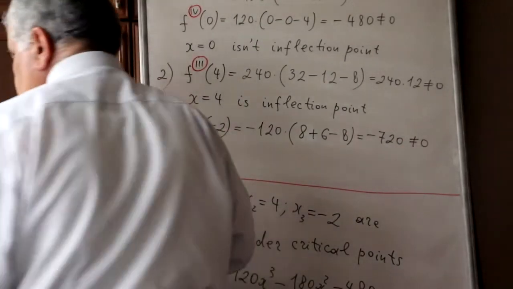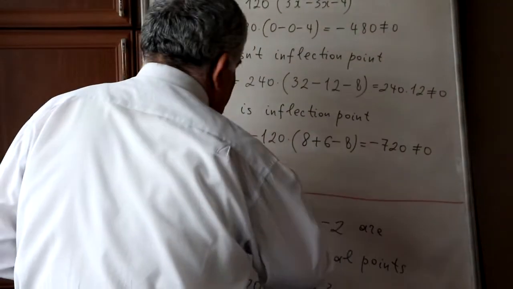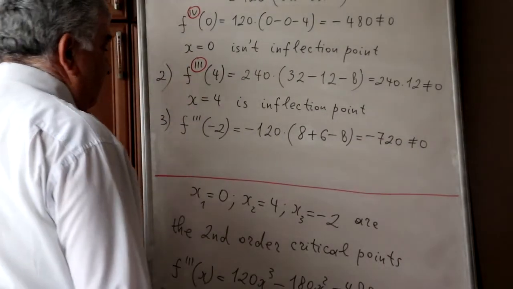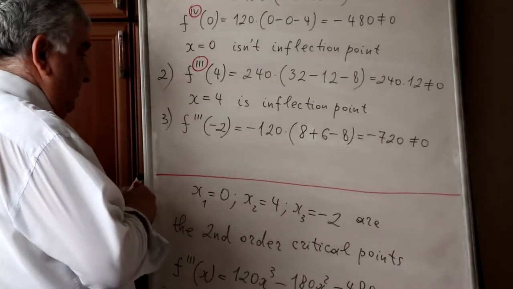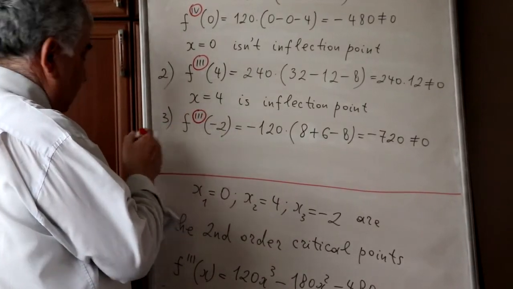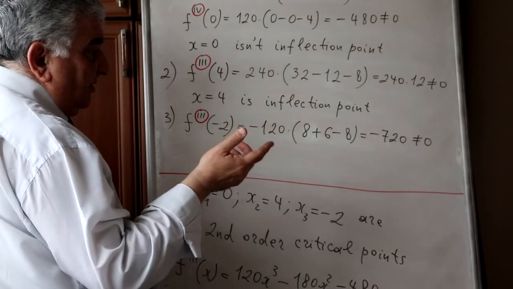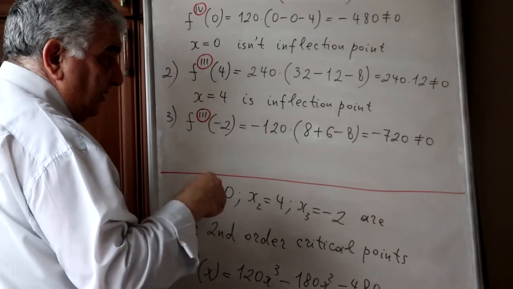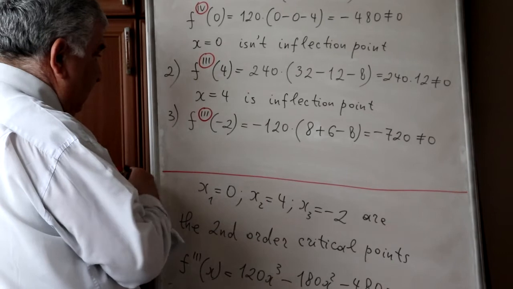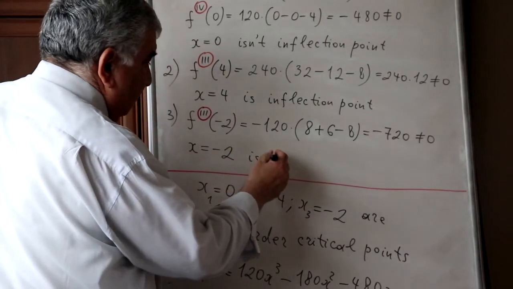Here also we must stop because the derivative already isn't equal to 0. Then look at the order of this derivative. Its order is 3, and 3 is an odd number. It means in this case our function also has the inflection point. It means x equals minus 2 is an inflection point.